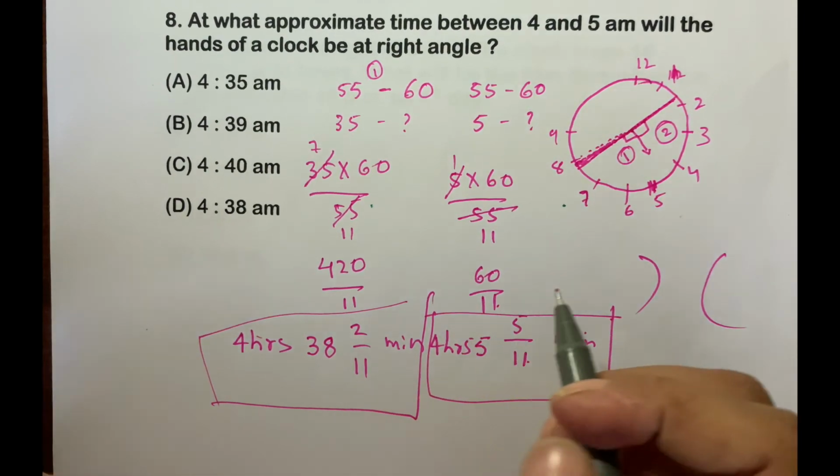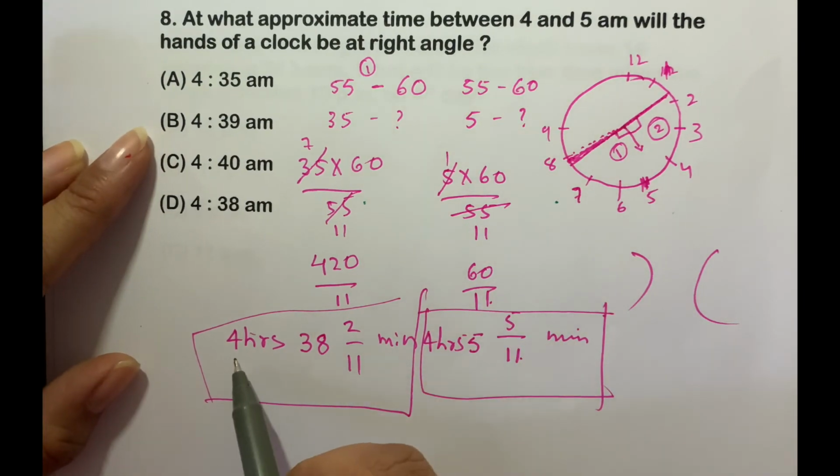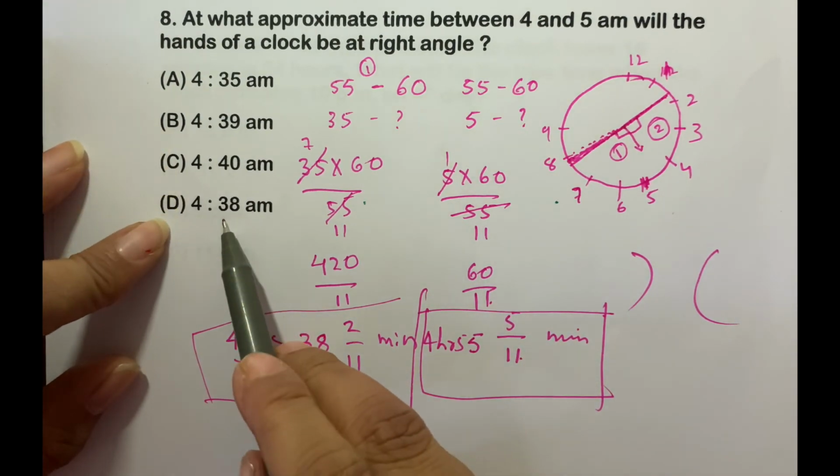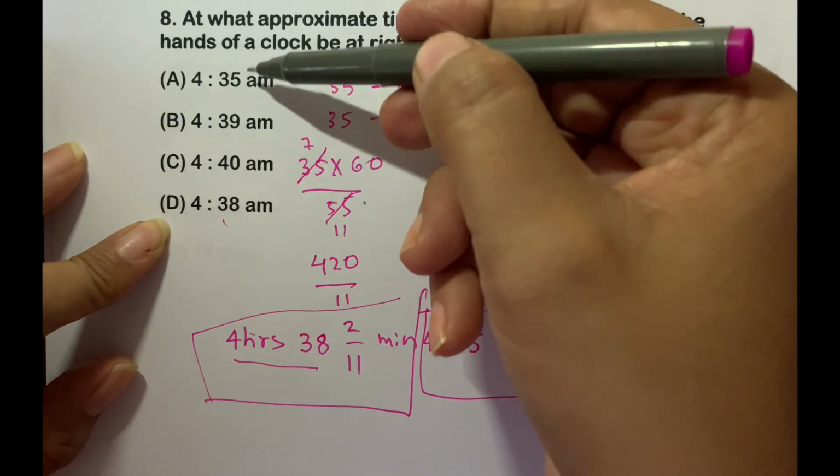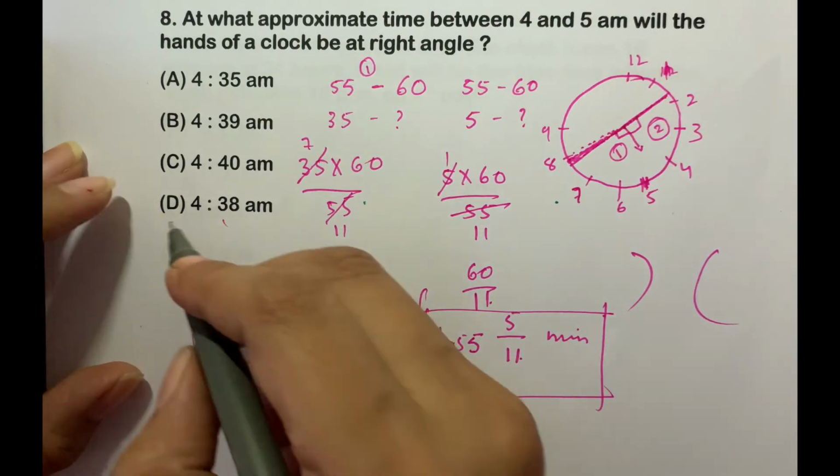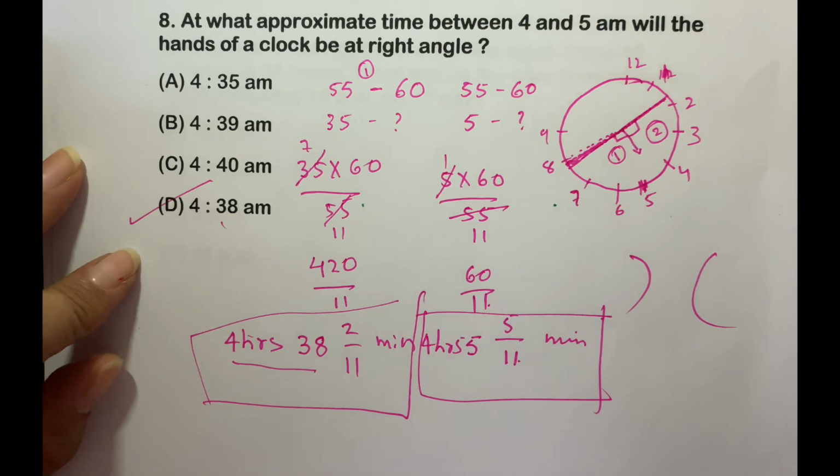So now, go to the options. We have 4 hours 38 minutes. Here is 4 hours 38 minutes. 4 hours 55 minutes we don't have. So the answer is 4 hours 38 minutes.